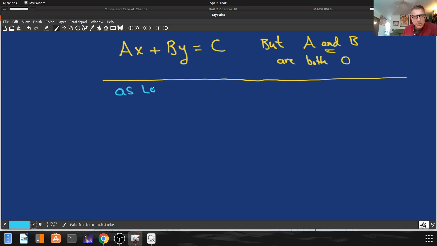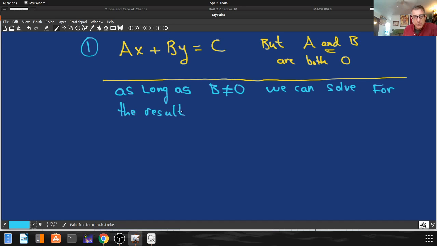As long as b is not equal to 0, we can solve. What are we going to solve? This equation right here, equation 1, for y. The result, and you don't have to know this, but I'm going to give it to you anyway, is y is equal to minus a over b x plus c over b.